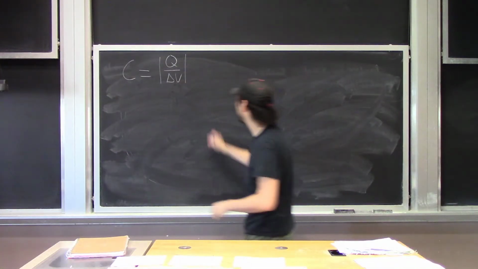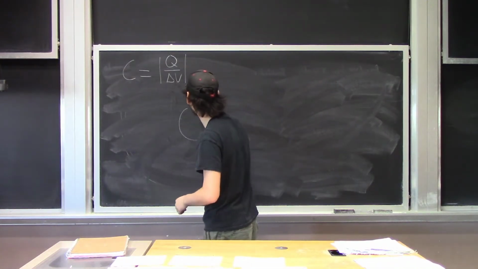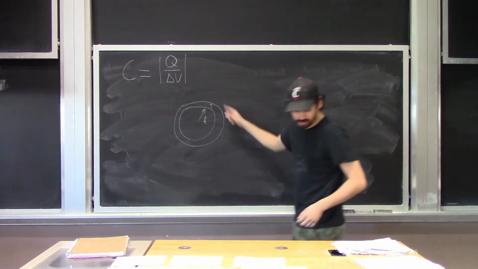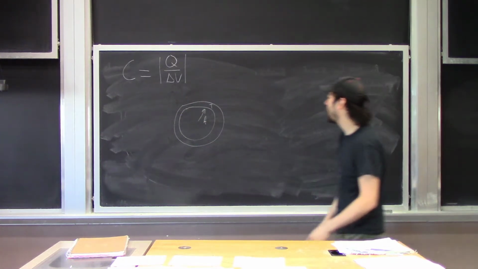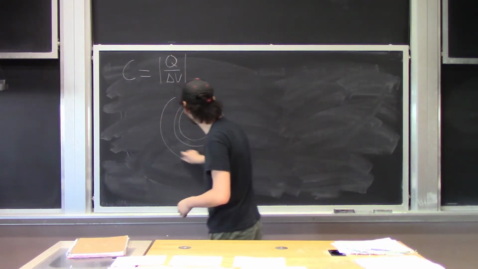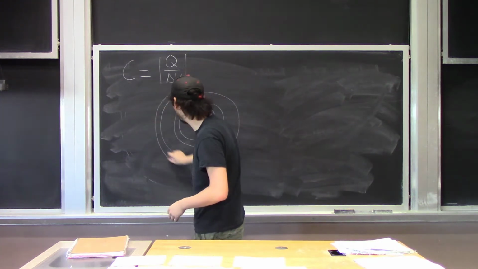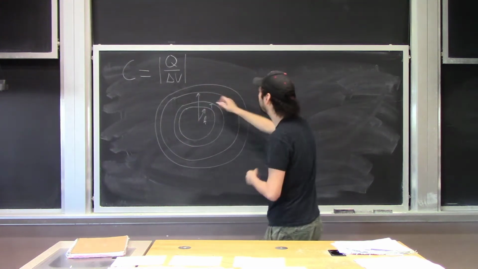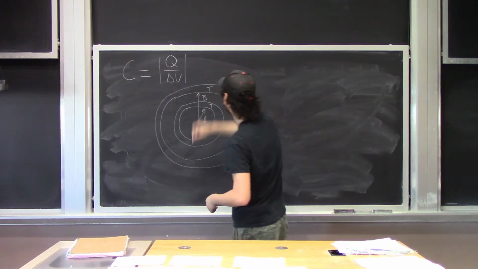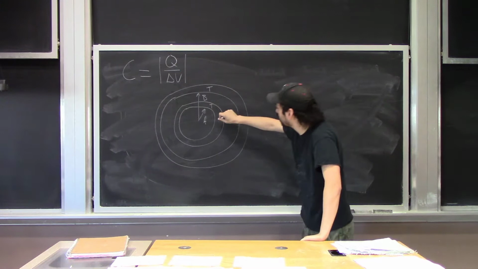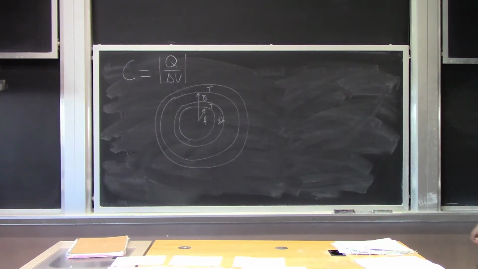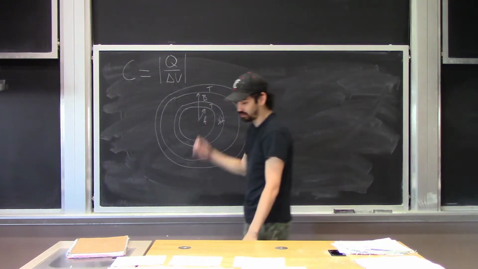So for the question that I gave you in the homework, we were to consider a system where we have some spherical shell of inner radius A and thickness T, and some second spherical shell that's concentric with this that has some inner radius B and some thickness T. And I put some charge plus Q on here, and what we want to do is find the capacitance of this system.